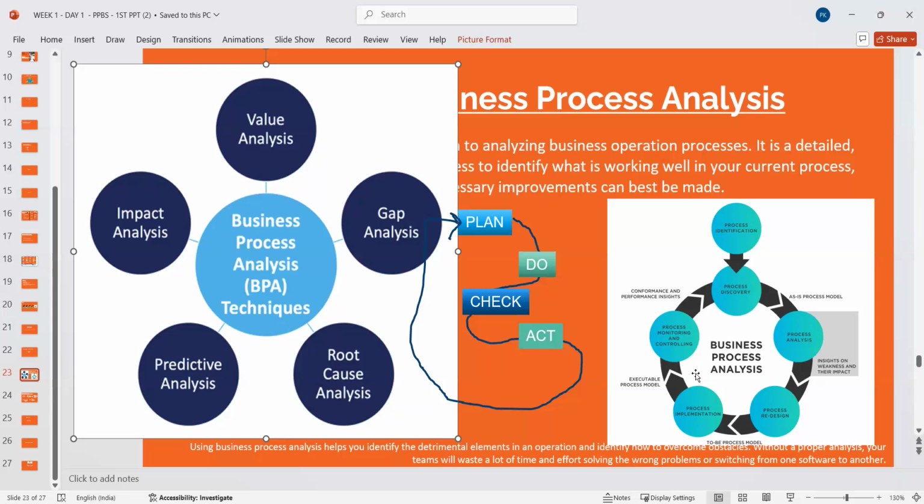So how to bridge that gap? Are you with me? Basically, you have something that you had planned for, but you achieved something far lesser than that. That is gap analysis.